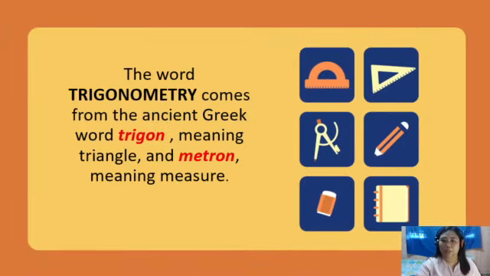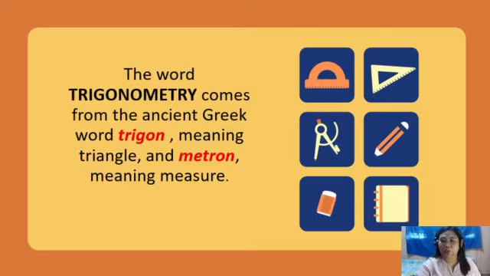Let's now start discussing trigonometry. The word trigonometry comes from the ancient Greek word trigon, meaning triangle, and metron, which means measure. So trigonometry is a branch of mathematics that deals with triangle measurement.